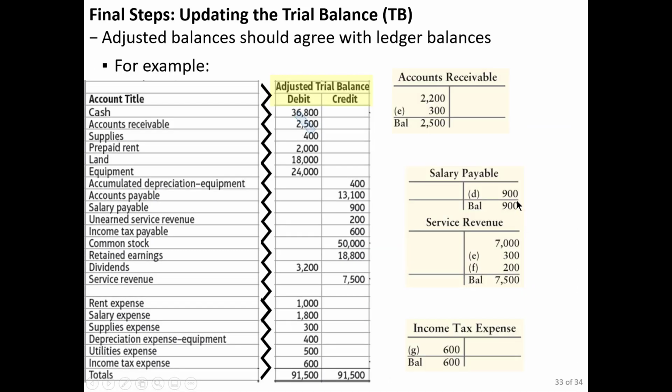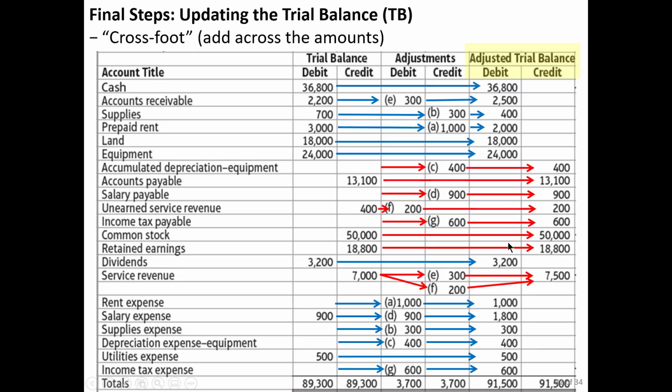But realize this as well, back up here a second, that we still need to check each column to make sure the debits equal the credits. $3,700 in total debits and credits in the adjustments, and we have $91,500 total debits and credits in the adjusted trial balance. Things are looking pretty good. It looks like we have done our work correctly. If we haven't, if these things are screwed up, then we need to go back and fix those things. Oftentimes, these things don't balance because we put our adjustments in the wrong column, or we added them across incorrectly. So go back and make sure you've done this tedious part of accounting properly.